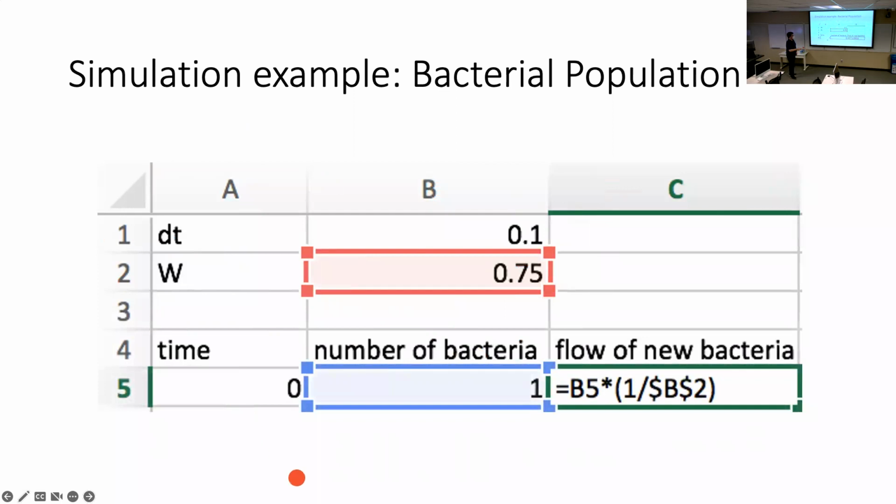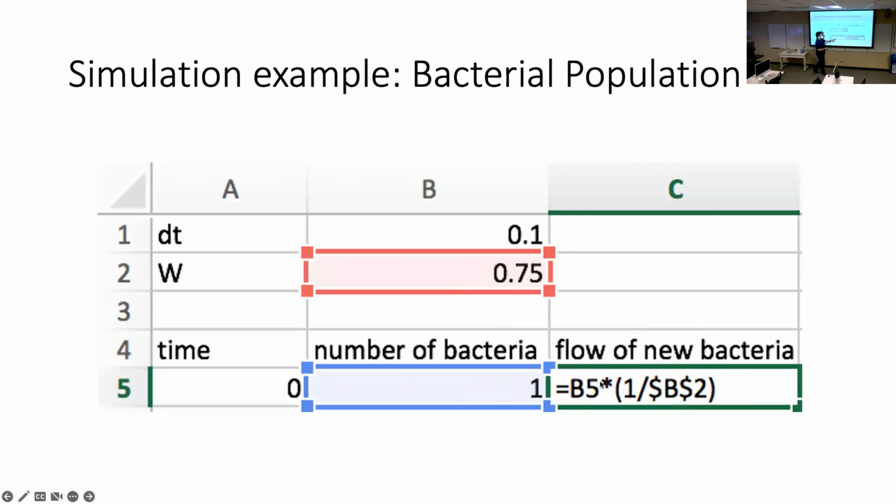So now we set this up like the bank. Time 0, initial condition, 1 bacterium, flow of new bacteria. Okay, so this flow here has got 1 divided by B2. That's my 1 over w right there. And I'm going to take that 1 over w and I'm going to multiply it by the number of bacteria.